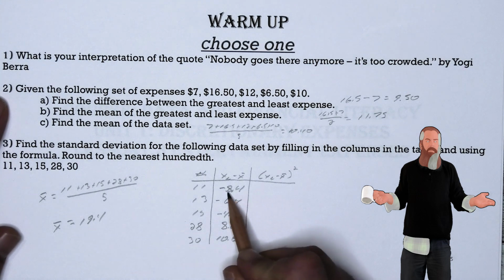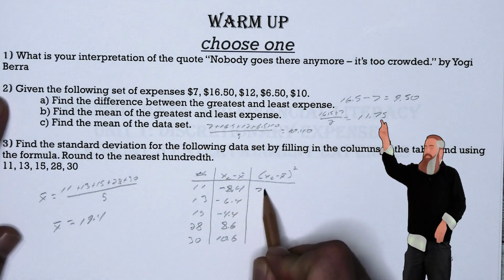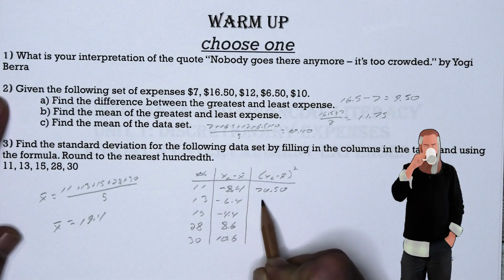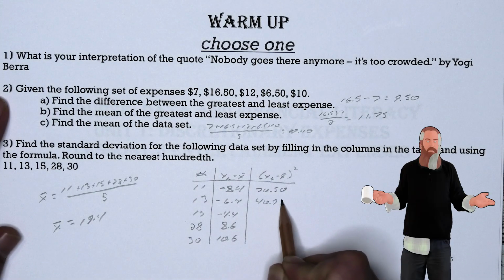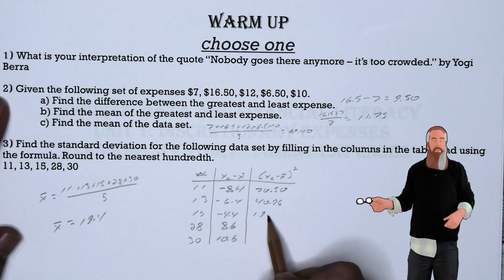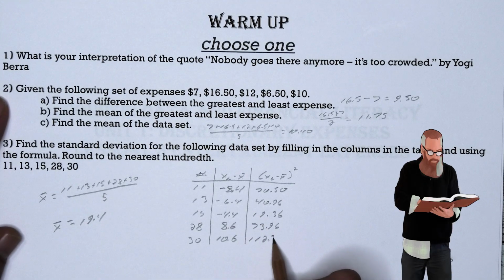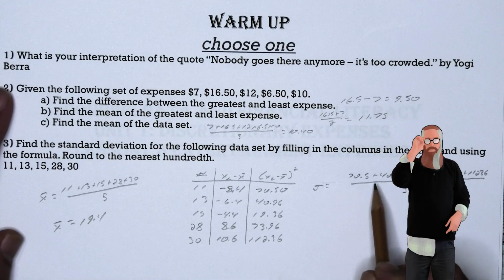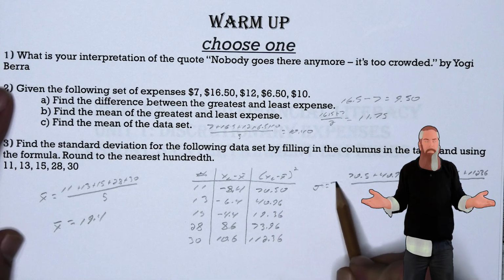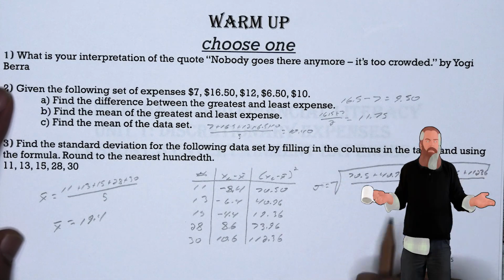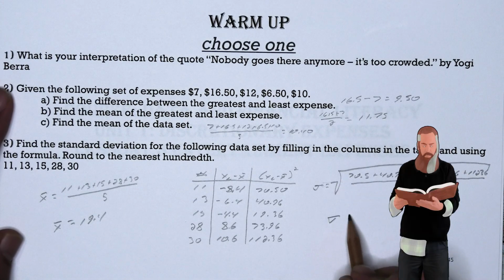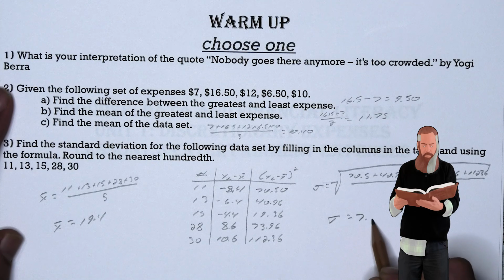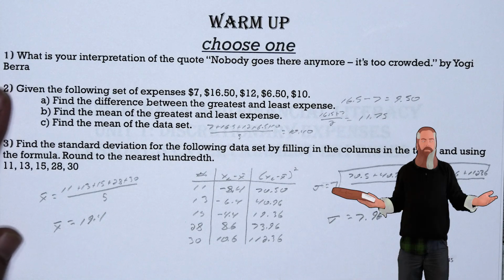Squaring these, we square negative 8.4 to get 70.56. And we're going to square every single one of these numbers as we move straight down. Now, with all of these numbers squared, we get to move on. The standard deviation is when we take the average of this entire column and we square root it. And just by simply using a calculator, we can get that the standard deviation is 7.96.